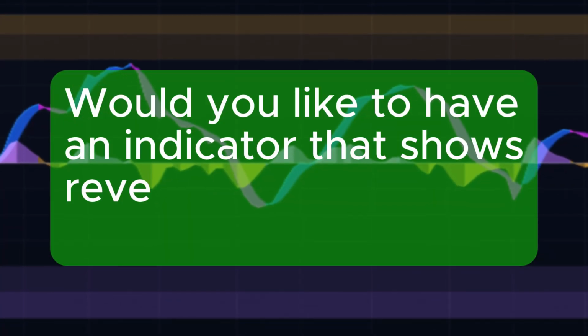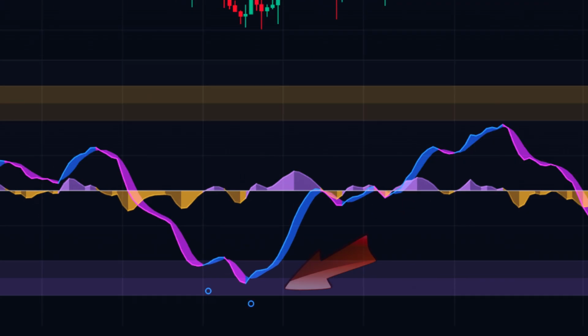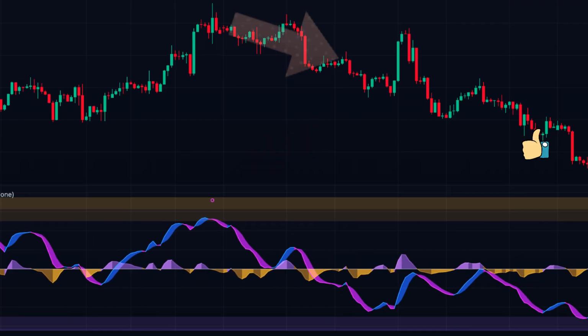Would you like to have an indicator that exactly shows reversal points of the market? Look at this reversal signal and the market turned up. Or look at this one, reversal signal and the market turned down.